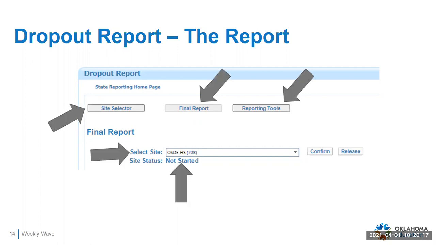So the other 2 things that you can see here on the report are information about the site that you selected in the previous screen, as well as that site's status for this report. And the last 2 things here are for your principals. That is where they can go in and press confirm for the report, or if they need to release it for any reason, assuming that it's not certified, they can press the release button here as well.